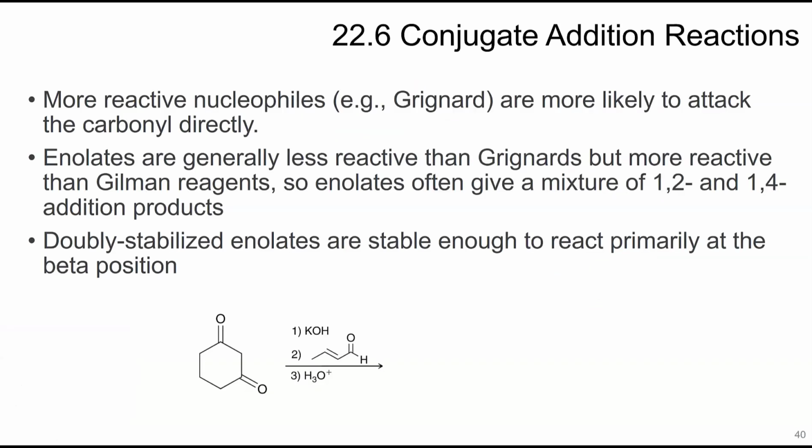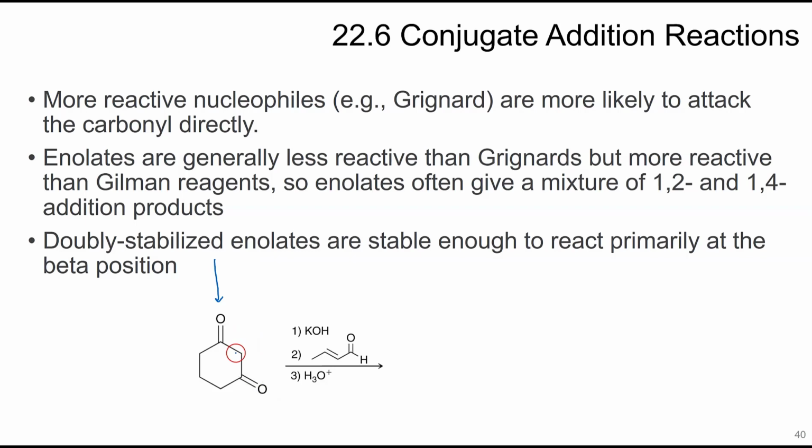So more reactive nucleophiles like the Grignard are more likely to attack the carbonyl directly. The enolates are generally less reactive than Grignards, but more reactive than Gilman reagents. So enolates can give a mixture of 1,2 and 1,4 additions. If you have doubly stabilized enolates, these are stable enough to react primarily at the beta position. So this is one that is doubly stabilized because it has resonance between the 2 carbonyls here.